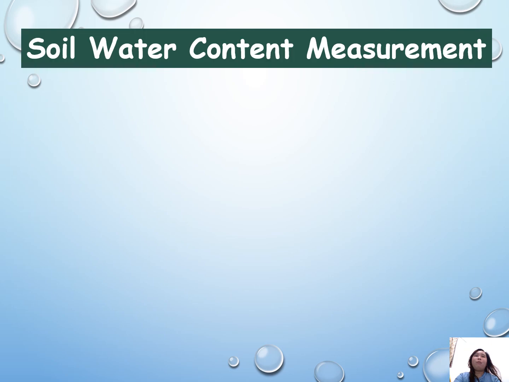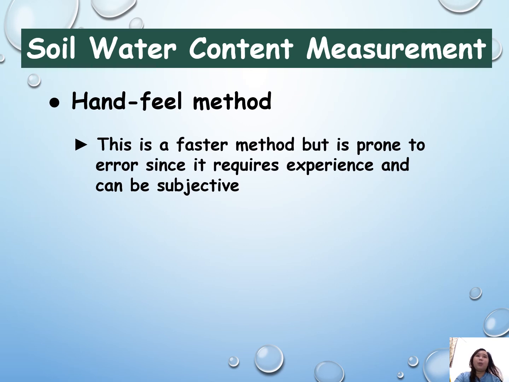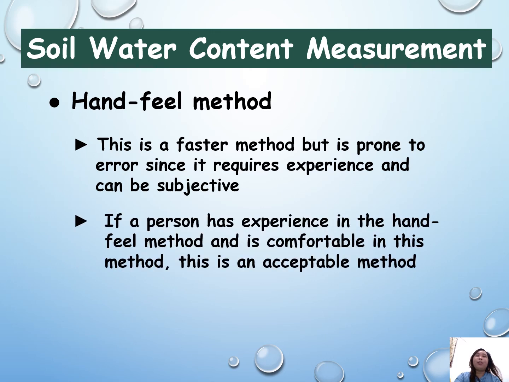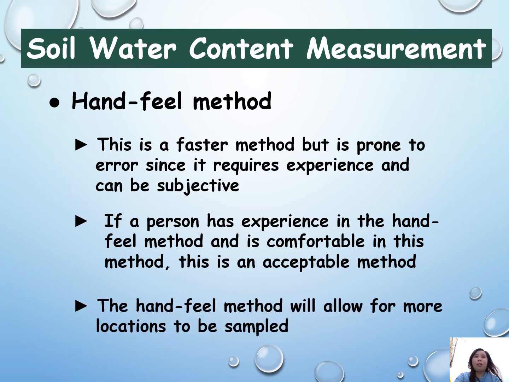Now we move on to soil water content measurement. So how is soil water content being measured? So there are different methods. First is the hand feel method. This is a faster method, but is prone to error since it requires experience and can be subjective. And if a person has experience in the hand feel method and is comfortable in this method, this is an acceptable method because it will allow for more locations to be sampled because it is not expensive and it's just simple to do just by using your bare hands.